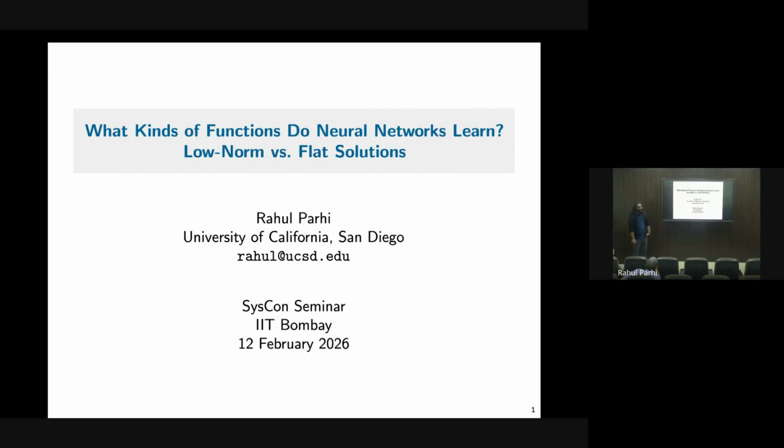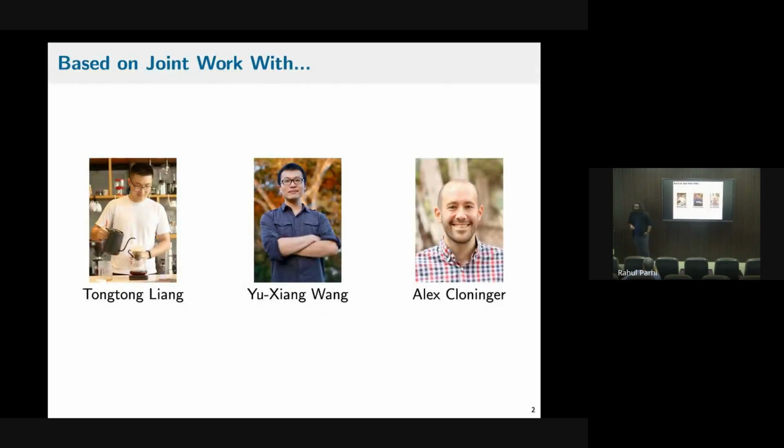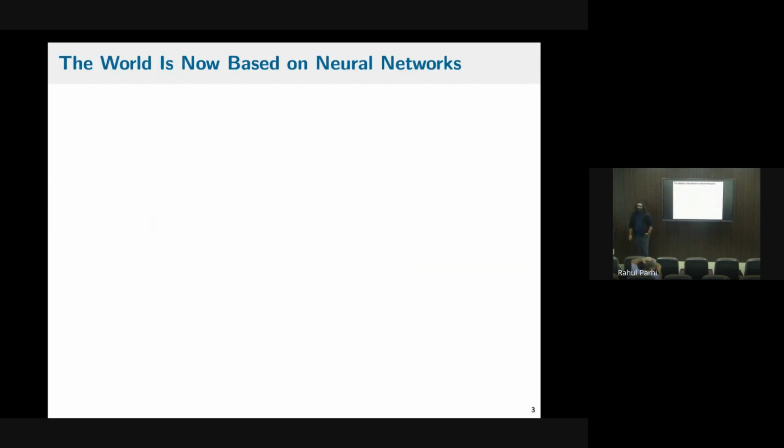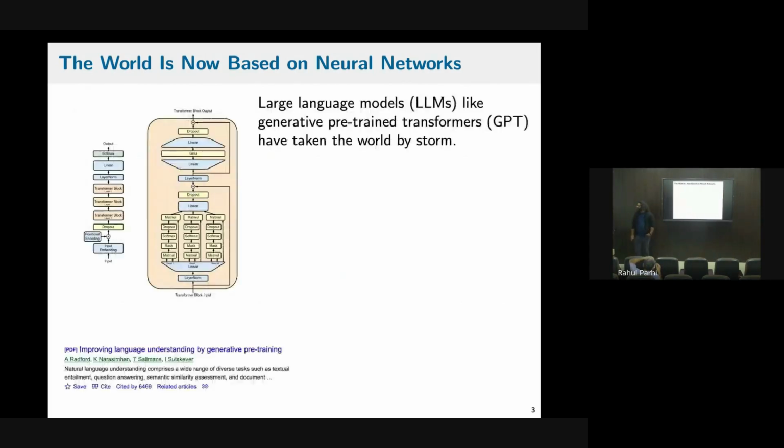So today we're going to talk about what kinds of functions do neural networks learn, and we'll look at two different kinds of solutions you might hope for when you're actually training a neural network, which I'm calling low norm and flat solutions. So I'll define all of this as we go. So just to get started, I just want to mention this is joint work with Tong, Yuxiang, and Alex. In particular, Tong is a very bright PhD student who did all of the hard work that I'm going to present today.